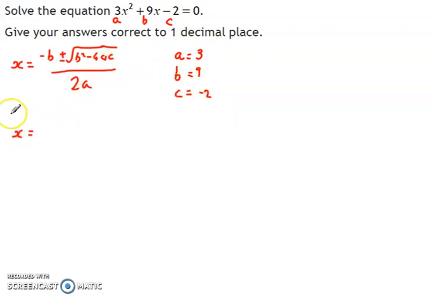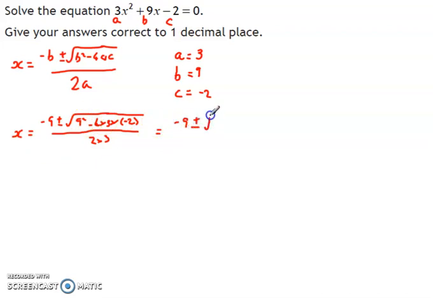So in this case, I get x equals negative b, so negative 9, plus or minus the square root of b squared, 9 squared, take away 4 times a, which is 3, times c, which is negative 2, all divided by 2a, so all divided by 2 times 3. Sort what's in the square root first, and then take the whole thing apart. The negative 9 stays the same. We've got 9 squared, 81. We've then got 4 times 3, which is 12, times negative 2, which is negative 24. So it's 81 minus negative 24, 81 plus 24, it's 105. And that's all divided by 6.